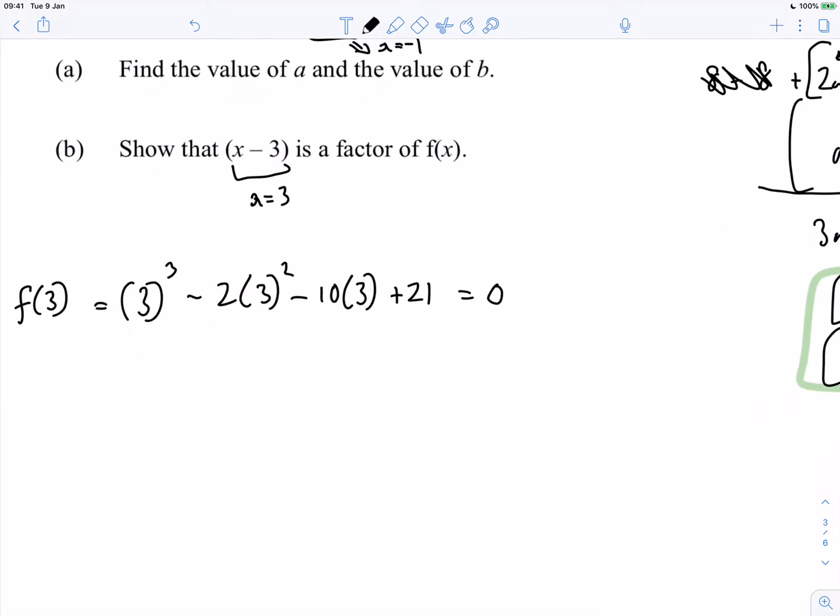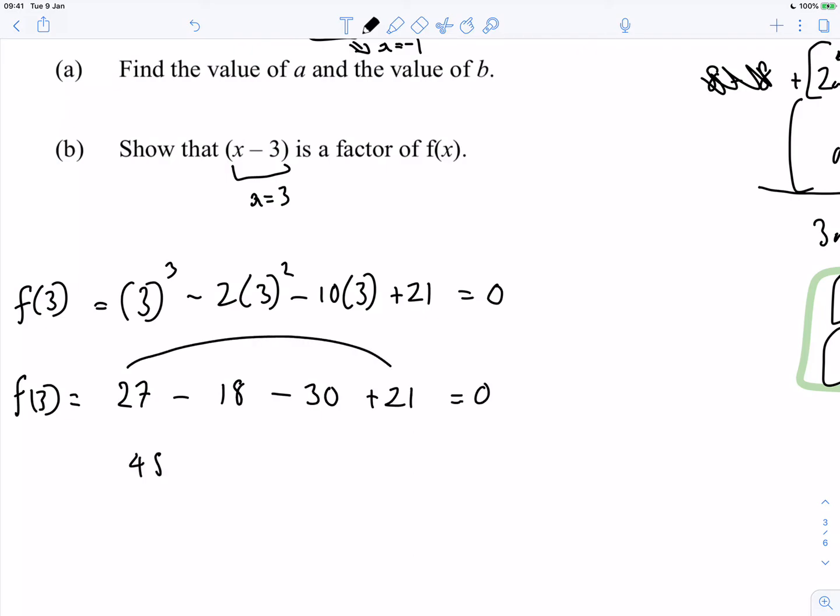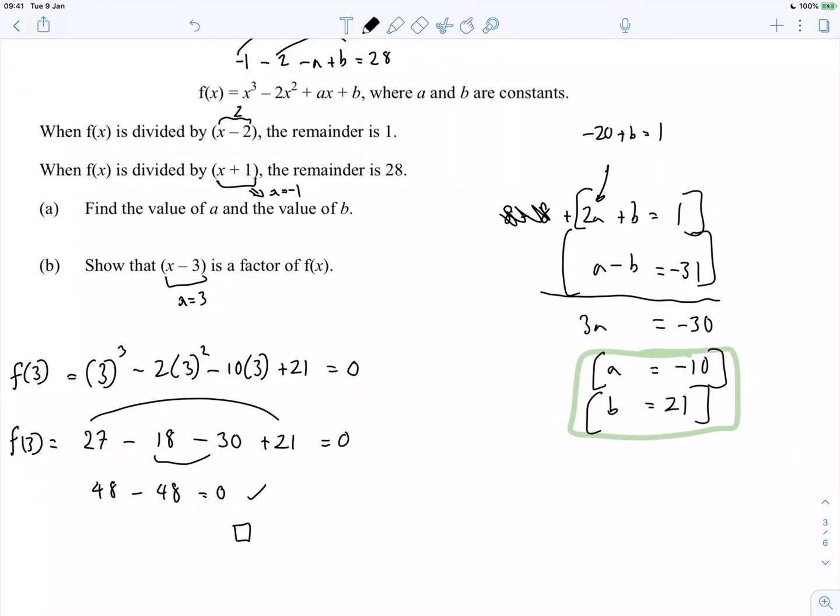Okay, so f of 3 will give 3 cubed is 27, minus 2 lots of 3 squared is 18, minus 10 lots of 3 is 30, plus 21 equals 0. 27 add 21 is 48, minus 18 minus 30 is negative 48. This clearly equals 0, job done. Okay, so therefore x minus 3 is a factor of f of x. Okay.